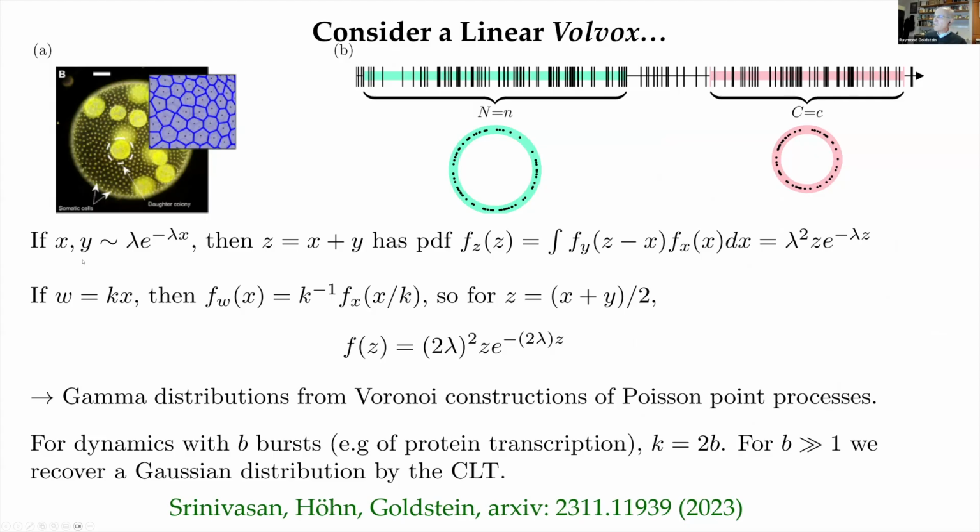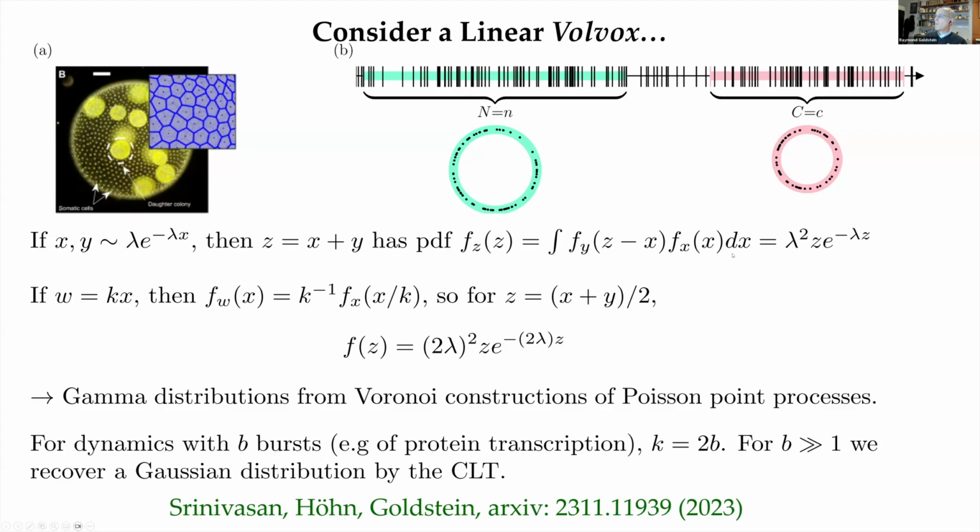the probability of creating a length of extracellular matrix around a cell is a Poisson process, so exponentially distributed with a rate constant lambda. So if x and y are the amount of extracellular matrix around two cells, both distributed this way, then to make a Voronoi tessellation, you have to do two steps. You have to take the sum of those two lengths, and then you have to divide by 2. So the first thing you learn in probability is that if you take the sum of two random numbers, the probability distribution is the convolution of their individual probabilities according to this.